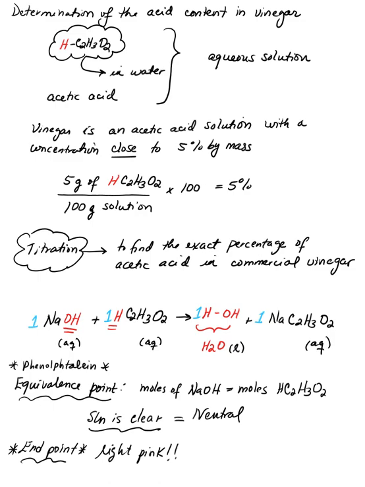The formula for acetic acid, it's right there. It's your acetate ion combined with a proton, which is a hydrogen atom with a positive charge. So I have my proton in red. The proton is what makes the compound acetic acid acidic.